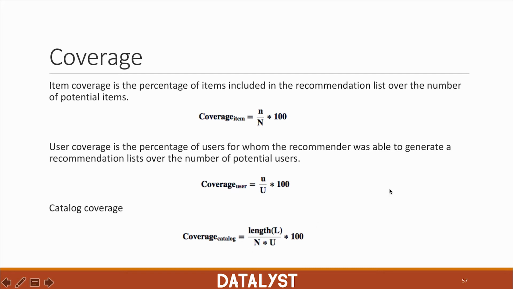There will be situations where some items are not recommended, or we have many new users joining the platform for which we don't have data and we can't offer a recommendation. So the coverage helps us understand whether we are actually recommending most of our catalog to most of our users, or whether there are parts of our catalog or users which are essentially unserviced. So we would need to do something to fix this because we're missing a profit opportunity there.